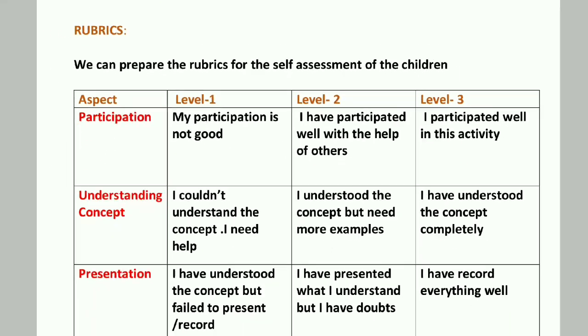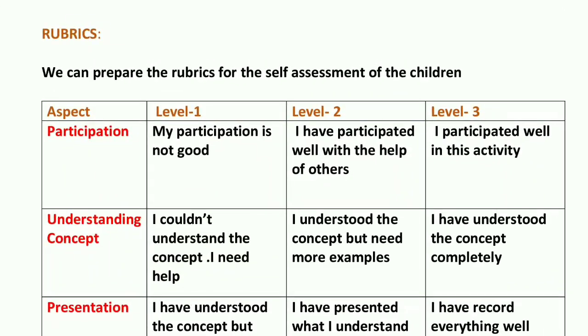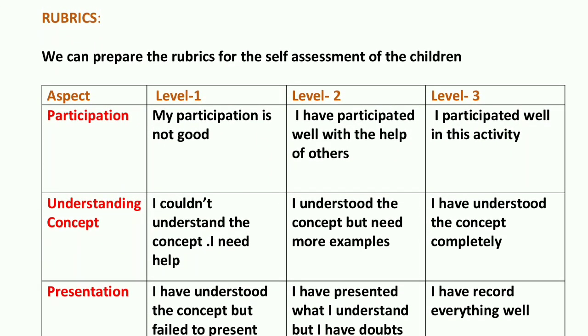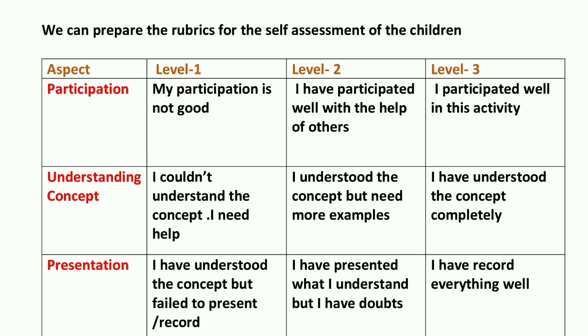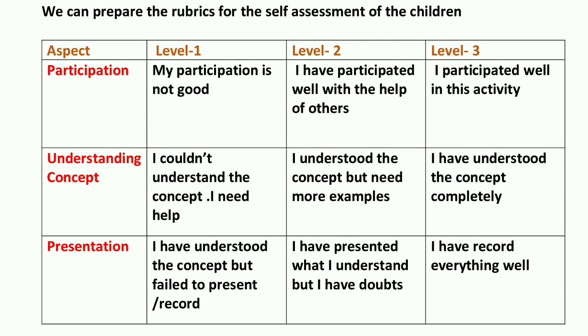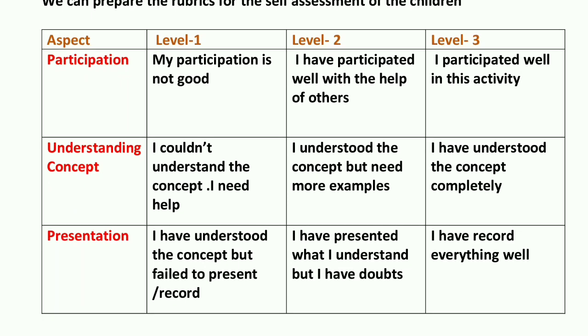And rubrics. Here in all these activities children participated and they have to assess themselves. For this I have prepared a rubrics. Here I have taken three aspects: participation, understanding concept and presentation, and they have to be in any of the levels. If the participation is not good, they belong to level 1, and if the participation is good but with the help of others, then they belong to level 2. I have prepared the levels of understanding concept as well.